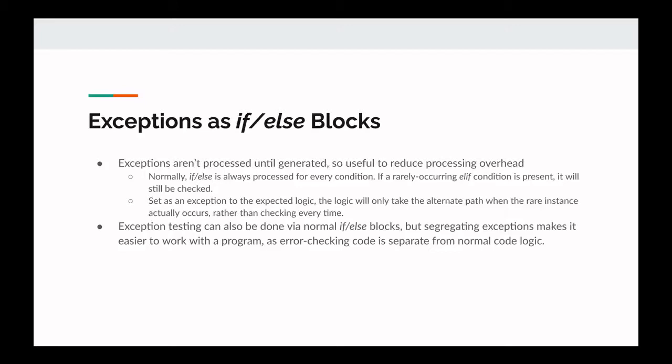Another benefit of having exceptions in there is because they do function like if-else blocks. You could do the exact same thing with if-else blocks, but by having explicit error checking code within your exception area, it helps segregate your code so you can easily see where your error checking is, where your normal if-else coding logic is, and so you don't have to stumble through your code to figure out if you've checked for a particular condition or anything like that.